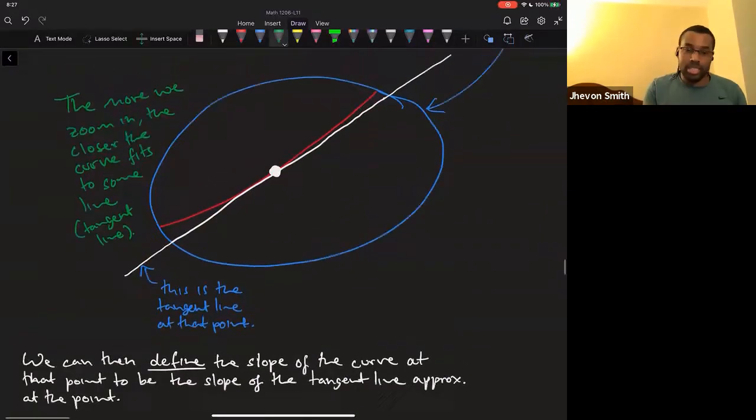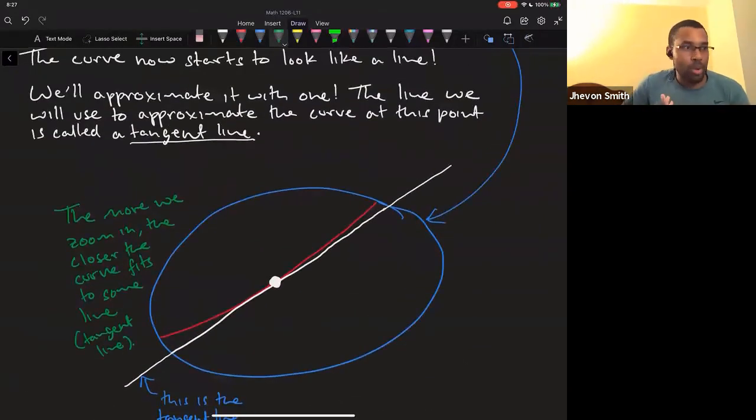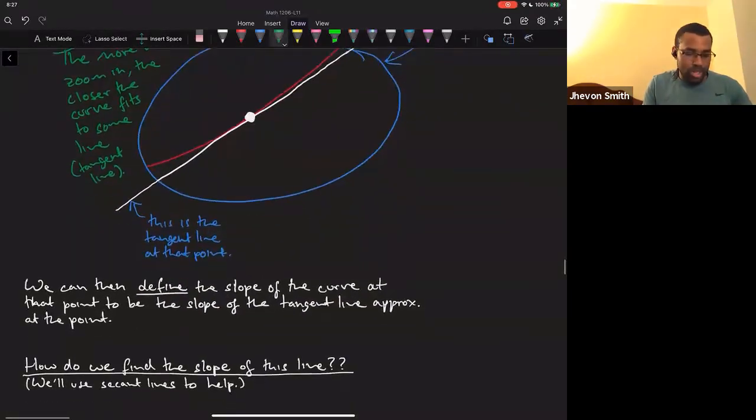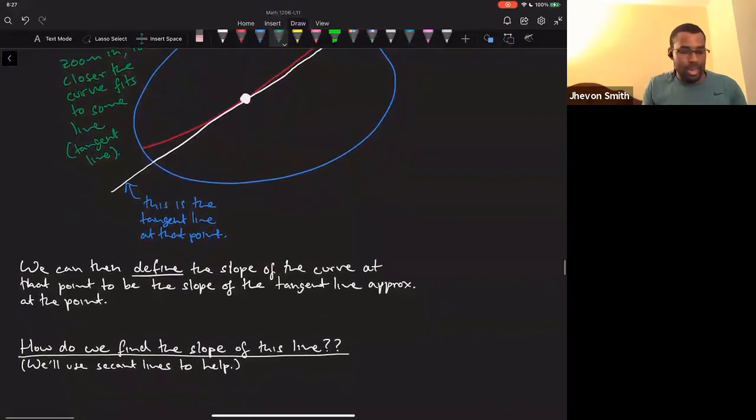Now it sounds silly, but I want you to notice that we actually only have 1 point here, right? So if you don't know the slope of a line and you only have 1 point, how can you find the equation of the line? How can you find the slope from 1 point? Well, you can't, right? You need 2 points to find the slope. You need an x1, y1, and an x2, y2. Having one point is not helpful. So that's another problem, right? So how do you find the slope of a line? The idea is you can use a secant line to help.